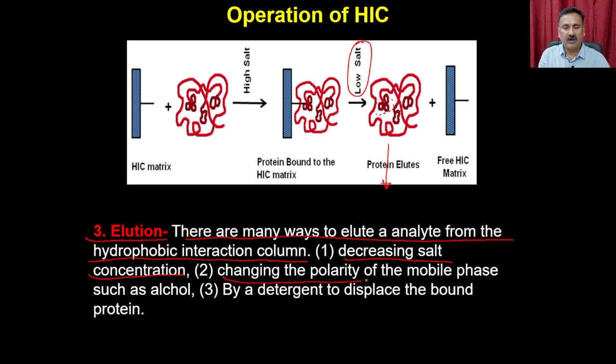Then you can also change the polarity of the mobile phase, such as with alcohol. If you change the polarity of the mobile phase, there will be competition from the molecules present in the mobile phase. For example, if you use alcohol, alcohol molecules are going to compete for the hydrophobic patches with the matrix, and as a result the protein is going to come out. Or you can use a detergent to displace the bound protein. You can use a detergent to dislodge or destroy the interaction between the HIC matrix and the protein, and that's why you can use that for elution.